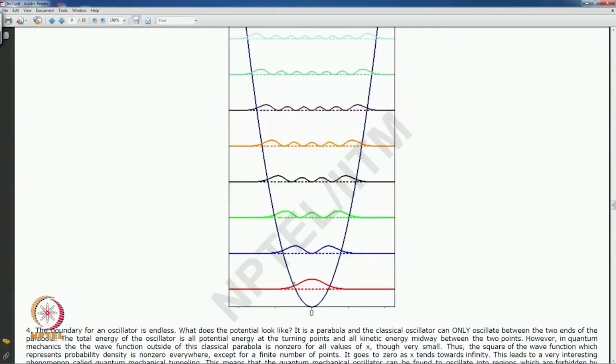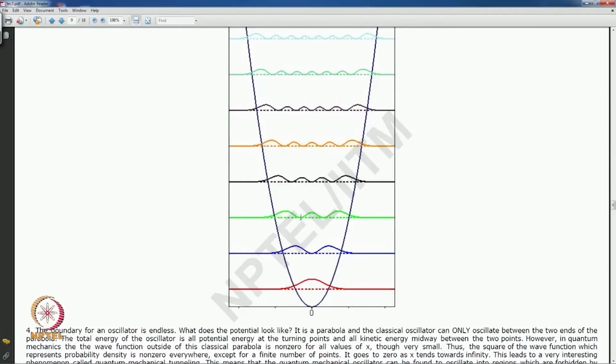This is a classical system. Therefore, for a classical harmonic oscillator, there is nothing called finding the harmonic oscillator outside of the potential barrier. Unfortunately, in quantum mechanics the whole thing is more difficult to imagine, but that is what happens: the square of the wave function is non-zero except at a finite number of points here. These are the nodes that you see here.